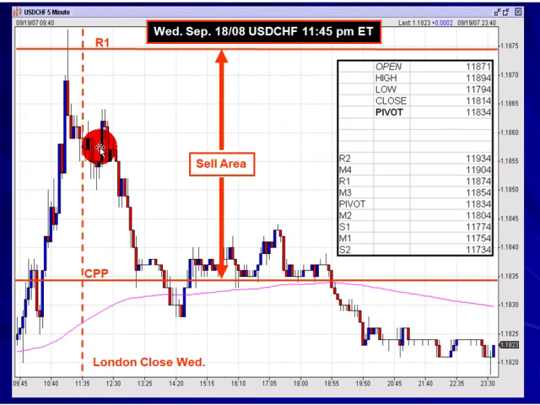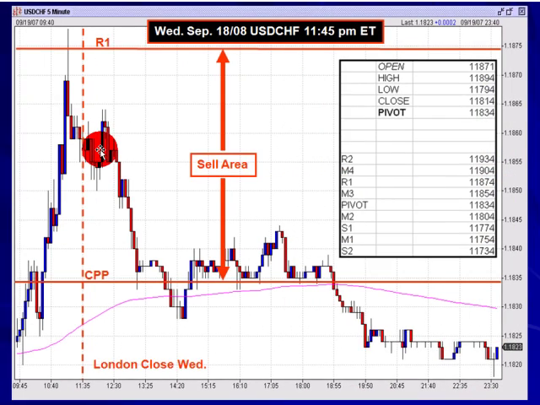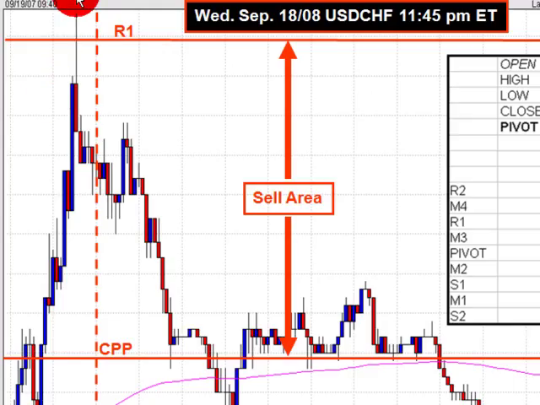On this particular day, the USD Swissy, this happens to be the 5-minute chart. Look at this, a nice swing at the London close. We have a 1, 2, 3 top, 1, 2, 3, and down price goes.